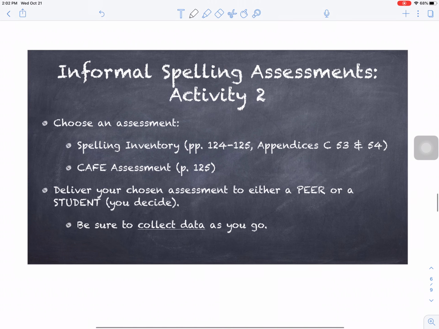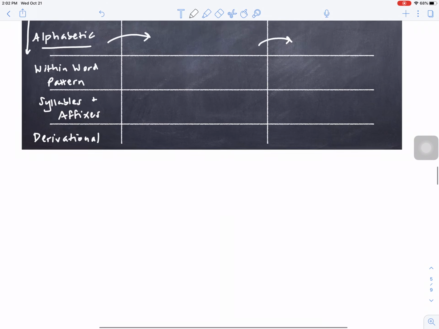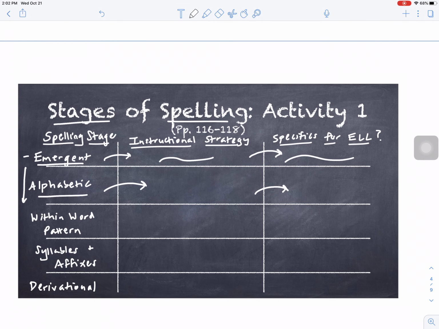And then we get to what I think is a pretty interesting, engaging activity. I said at the beginning of the screencast, you would not only think about developmentally appropriate spelling, what it looks like, and also obviously some instructional strategies for working with spellers at each stage of spelling.